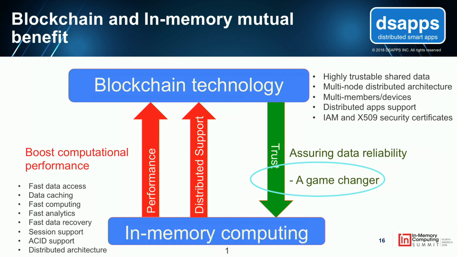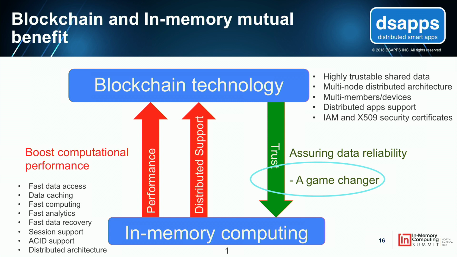So if you look at in-memory computing, which has all these benefits, in terms of boosting computational performance. And if you look at blockchain technology, which requires highly trustable shared data, computing of hashes, being able to distribute the ledger, synchronizing those ledgers. Now those map very well with blockchain technology. So you're getting this performance benefit. You're also getting the distributed support. So in-memory computing can provide a lot of the benefits that can drive blockchain technology.